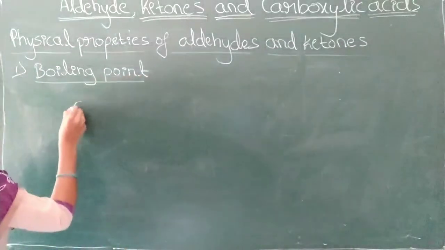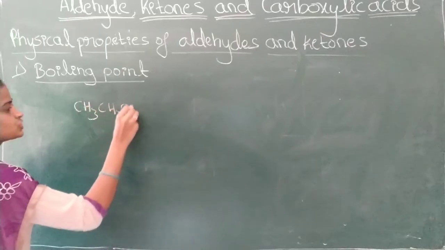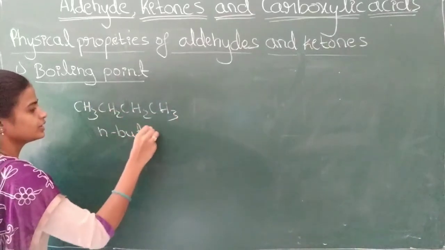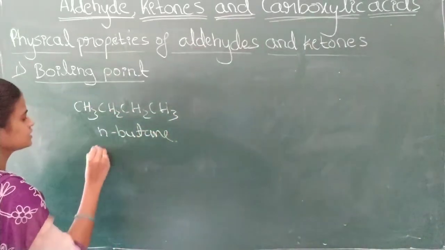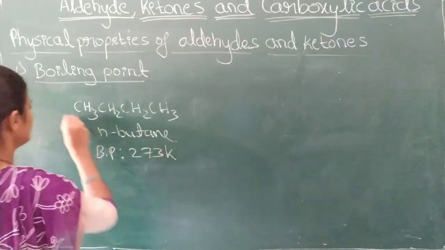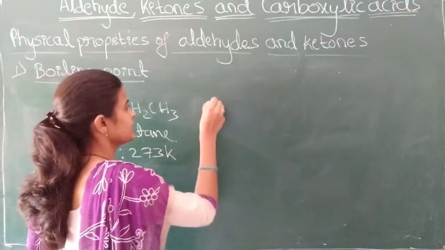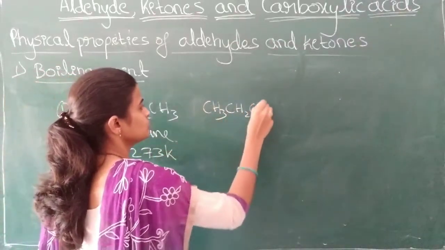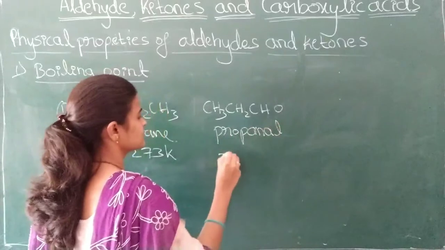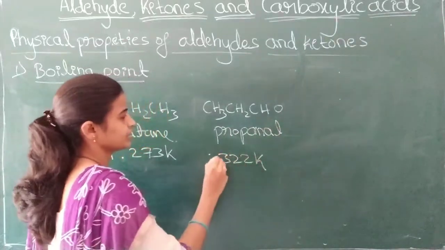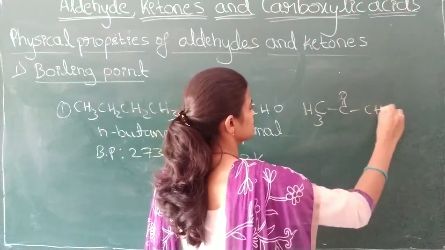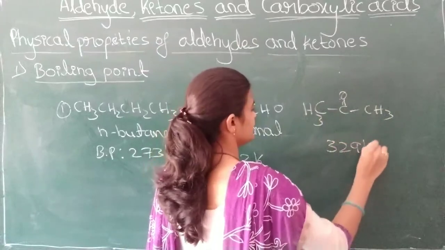We'll take an example. CH3, CH2, CH2, CH3. It is n-butane. Okay, it has the boiling point 273 Kelvin. Next, we'll take aldehyde, CH3, CH2, CHO. That is propanal. It has boiling point at 322 Kelvin. Next, we'll consider ketone, CH3, C double bond O, CH3. It has a boiling point around 329 Kelvin.